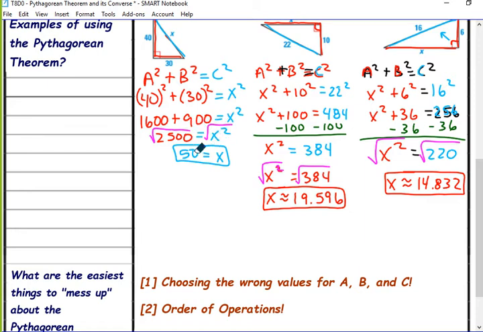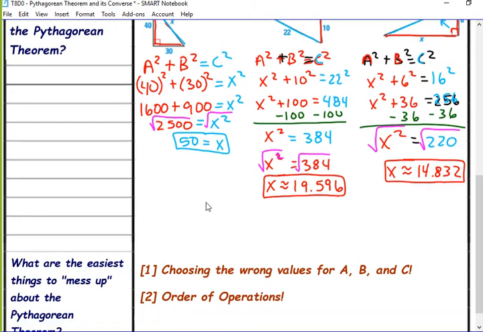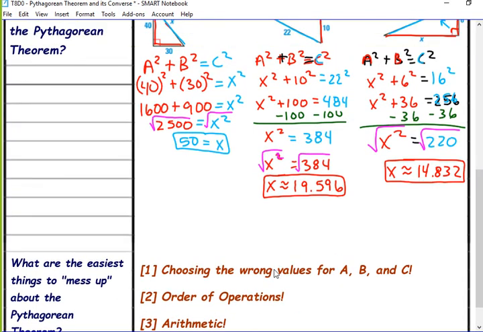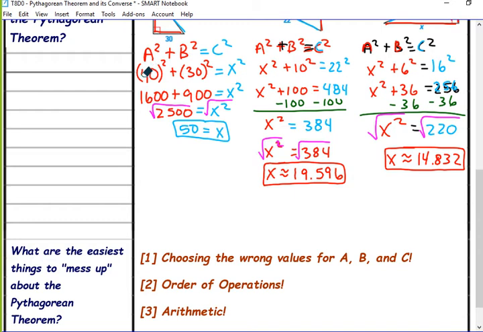And the third thing I think I see more often than not is just general arithmetic, just not squaring the numbers properly. Like suddenly 40 squared turns into 80 or something, or 10 squared turns into 20. So just pay close attention to the arithmetic. I know you're good at it. I know you can do it, okay? So that's a quick overview on the Pythagorean theorem.